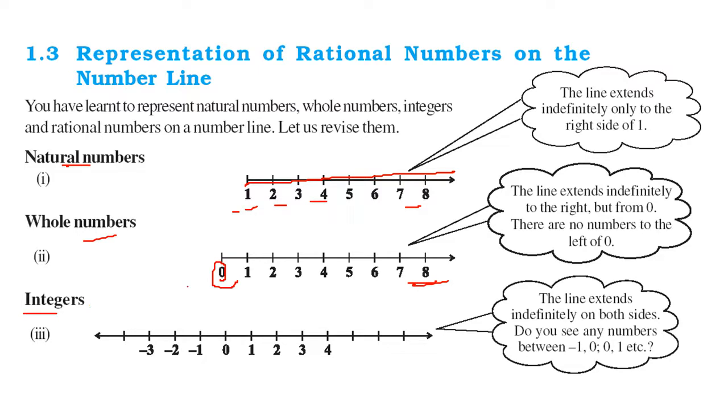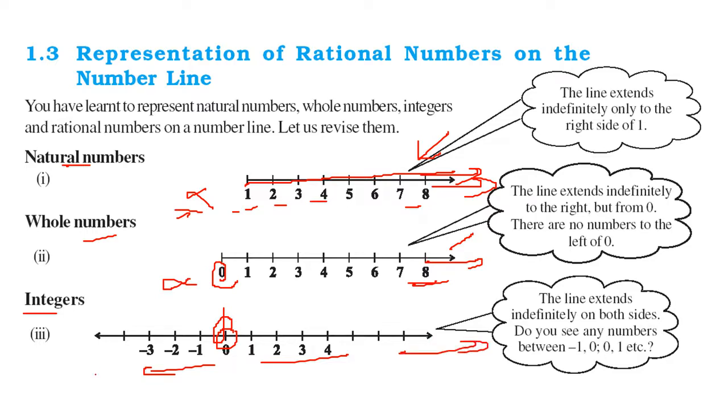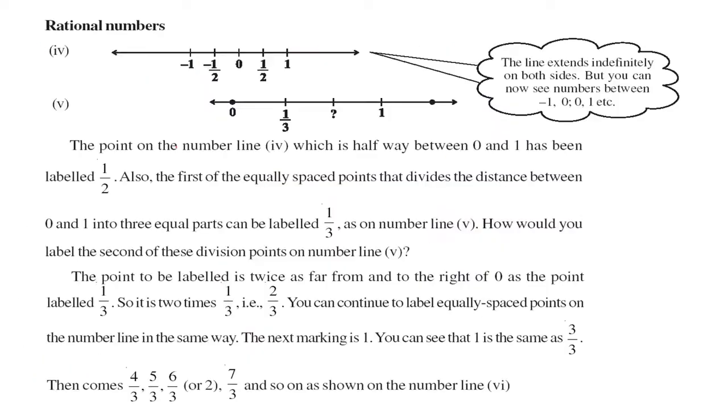When you go to integers, because integers consist of negative and positive, you have positive here, negative here. This line actually extends indefinitely, right? This again indefinitely. But in this case they go only to the right side, no left side here, but for the integers it goes to the right side and also the left side.